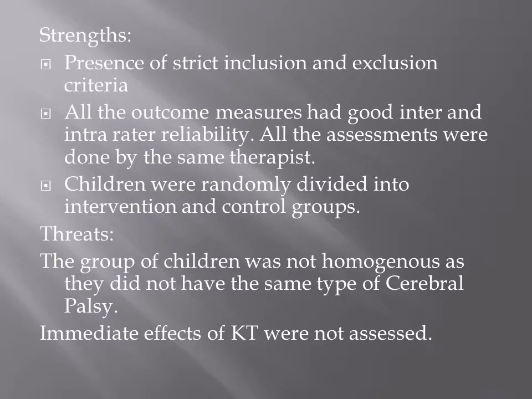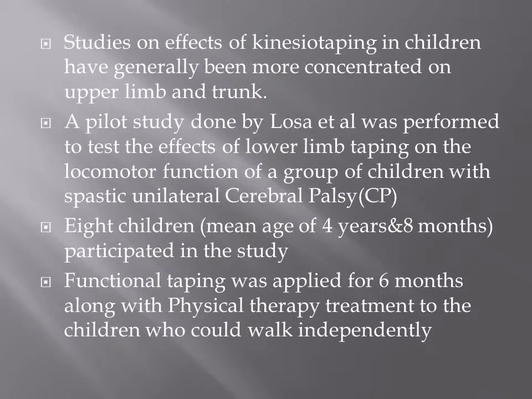The strength of the study was that there were strict inclusion and exclusion criteria. The outcome measures had good inter- and intra-rater reliability. All the assessments were done by the same therapist. The fact that the children were randomly divided into intervention and control groups also strengthens this study. One of the weaknesses was that the group of children was not homogeneous. They do not have the same type of cerebral palsy. Also, the effects of kinesiotape were known only after 12 weeks, which is a large time period, so the immediate effects of the application were not assessed.